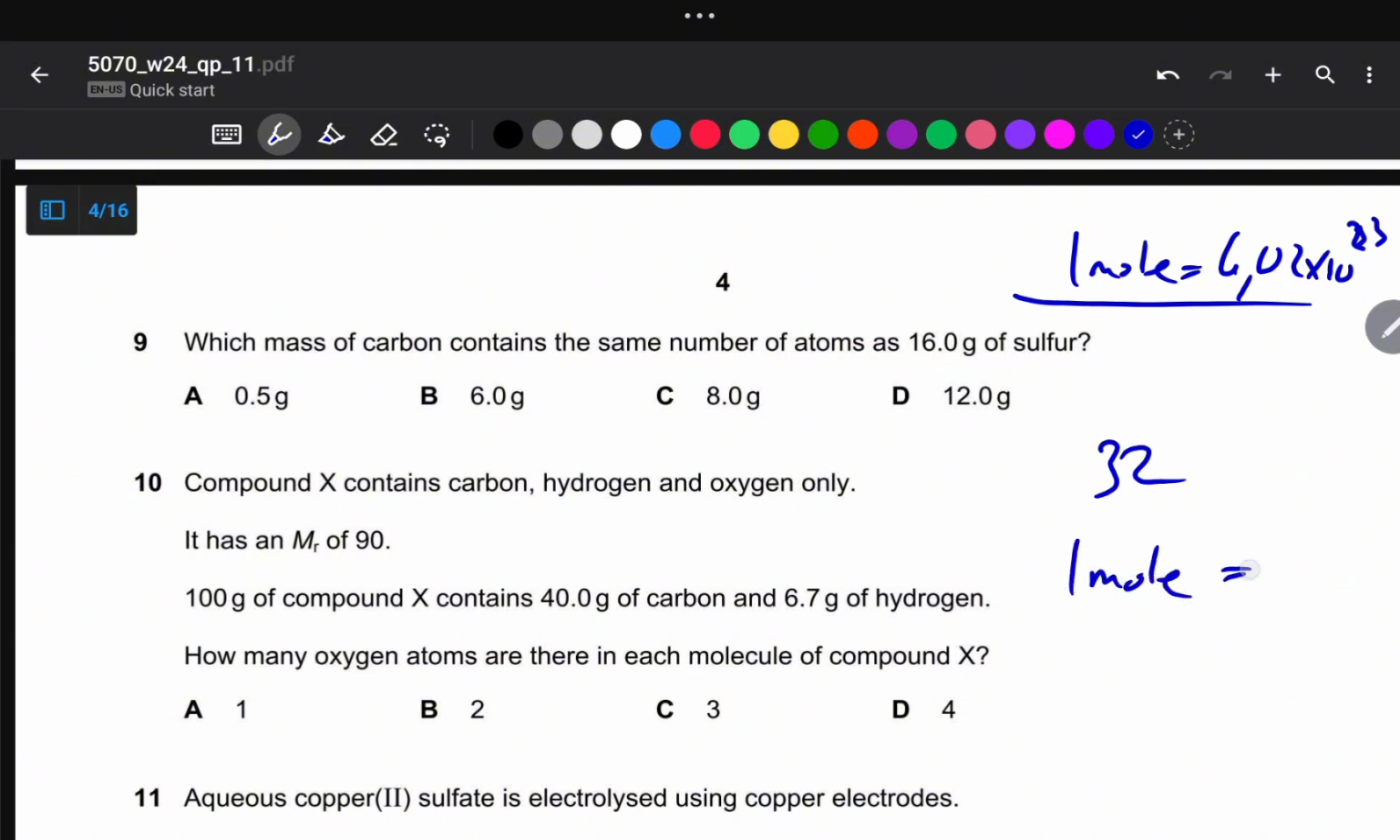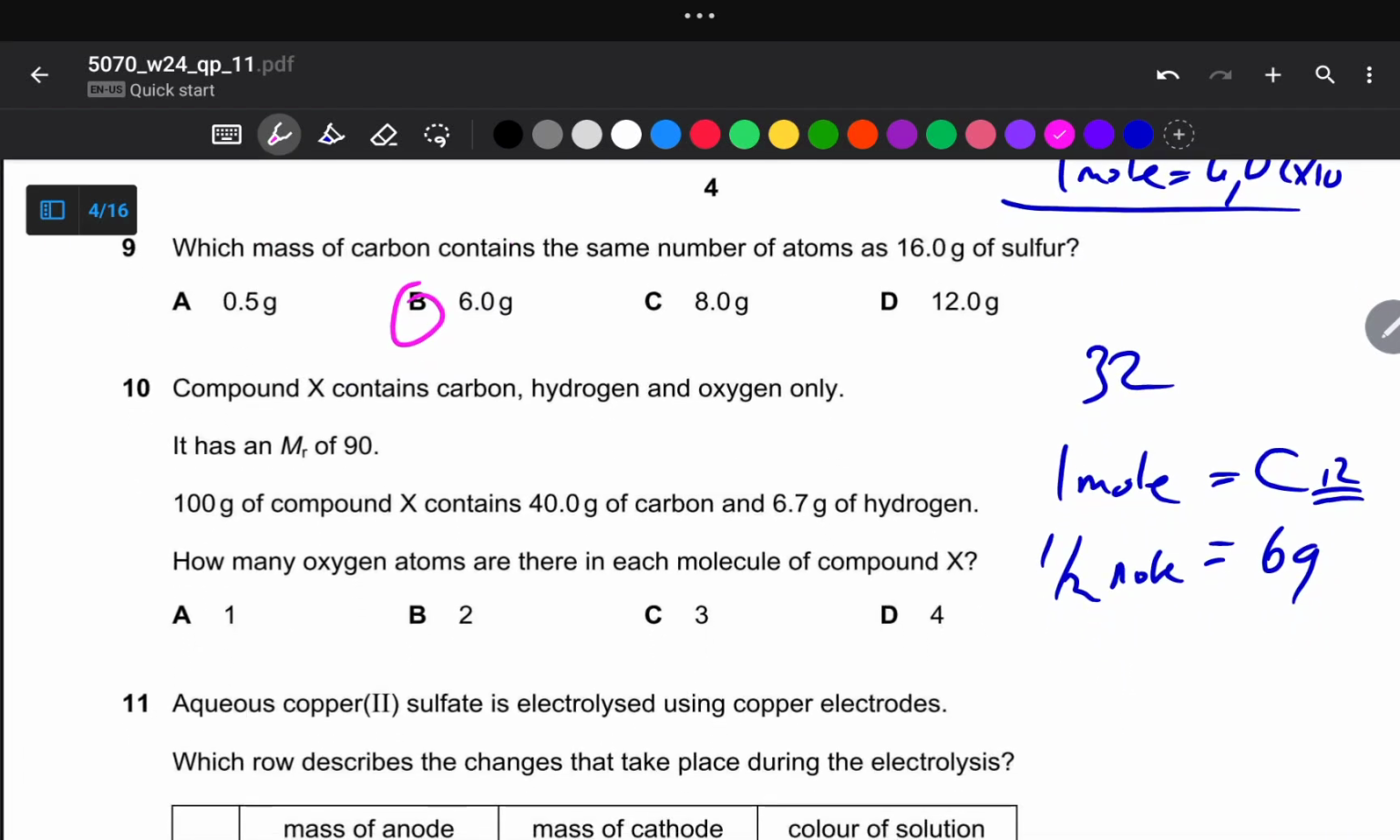1 mole of carbon contains 12 grams. Are we together? And then a half mole of carbon contains half of 12 grams, which is equal to 6 grams. So half mole of sulfur contains the same number of atoms as half mole of carbon, which is equal to 6 grams. So this makes B the correct answer. Are we together?